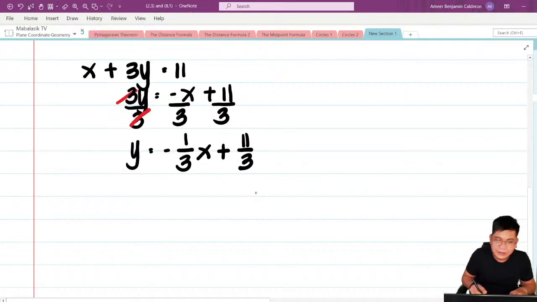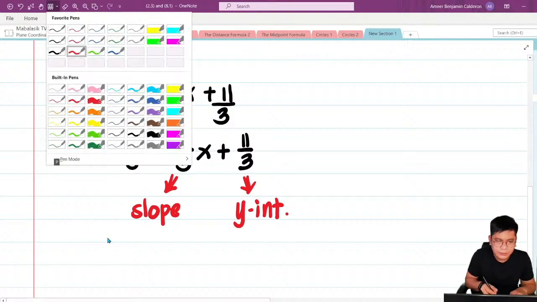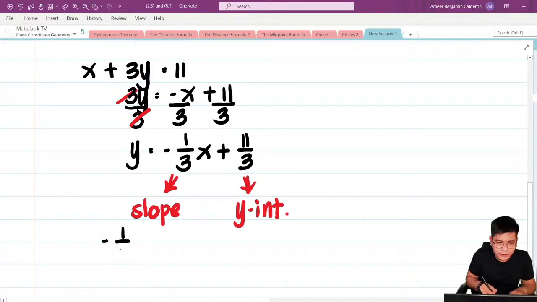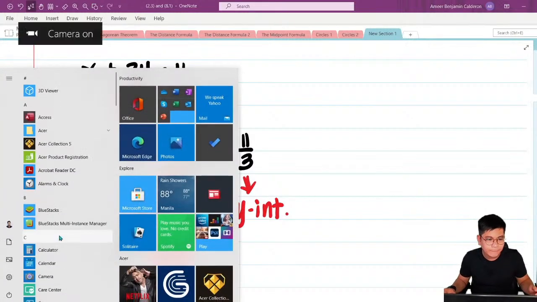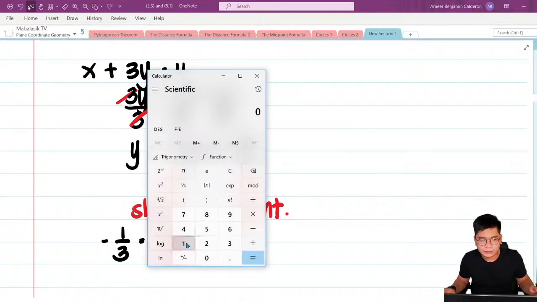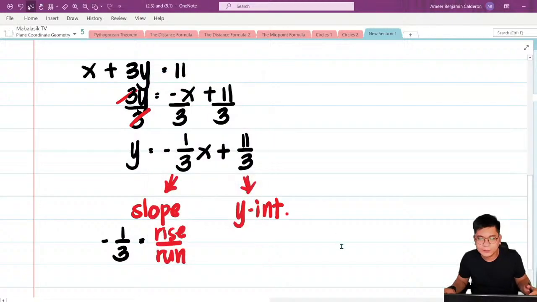11 over 3 is our y-intercept. And our slope is negative 1/3. So, negative 1/3, that is rise over run. Then, the slope is negative, so the line falls from left to right. Let us now graph it. 11 over, nasan yung calc here? Nawala. 11 over 3, that's roughly around 3.67. Okay?